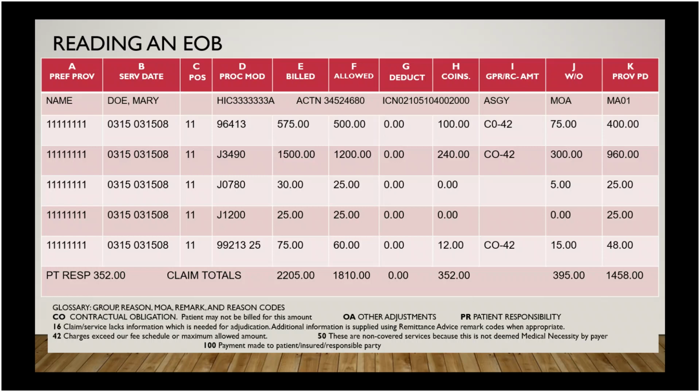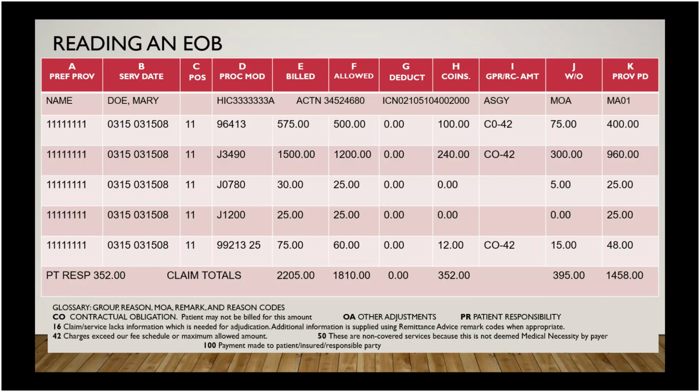So we have our glossary at the bottom. These are our codes that are going to tell us why they were denied or rejected. So we have CO, contractual obligation. Payment, patient may not be billed for this amount, meaning that it is covered in that allowable charge. OA is other adjustments. PR means it's the patient's responsibility to pay for that.